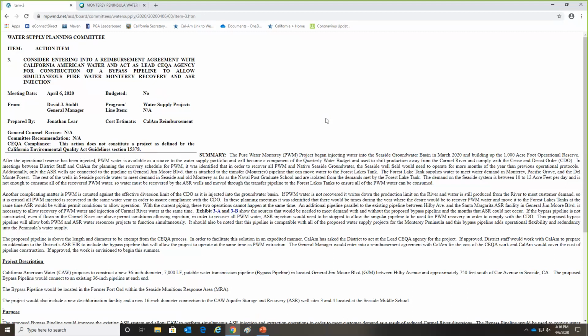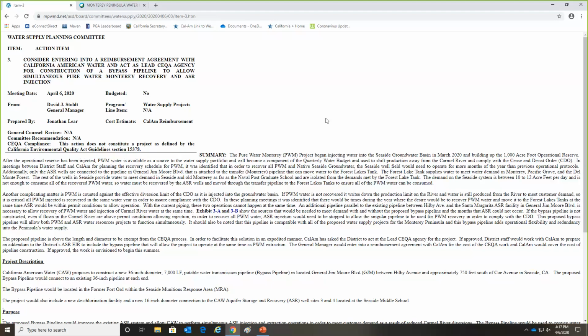Thank you, George. It is in the designing and the planning for recovering of the Pure Water Monterey water that's being injected. It's been recognized that the Seaside system that feeds demand by the wells that produce water out of the Seaside Basin has a limit to the amount of demand that it can consume.